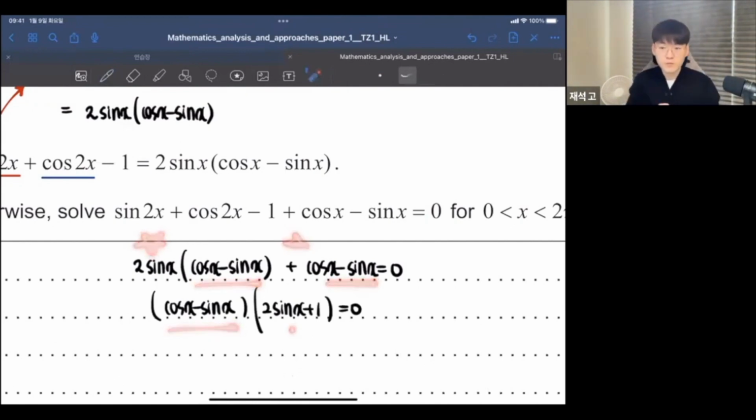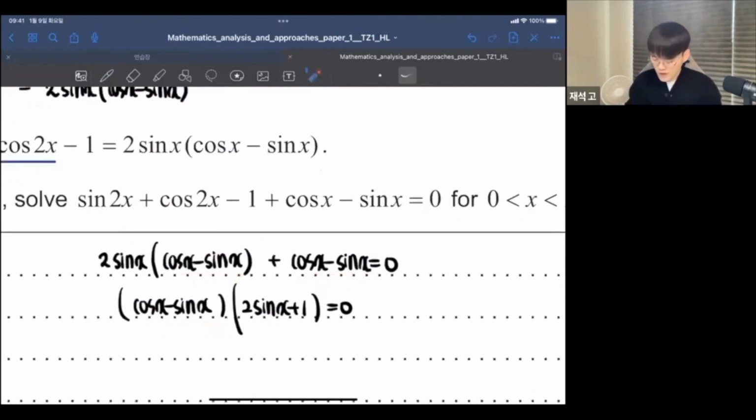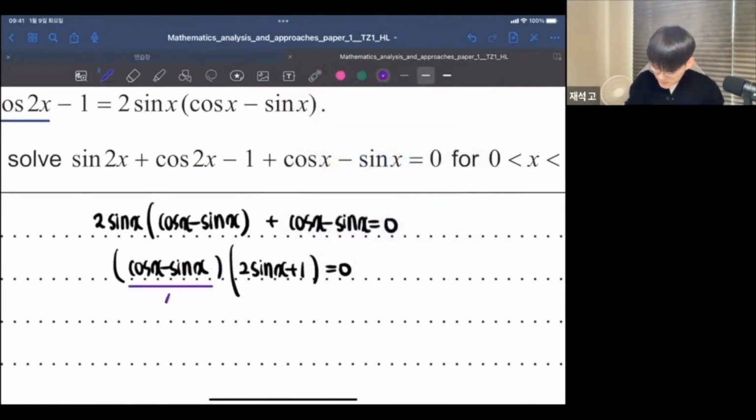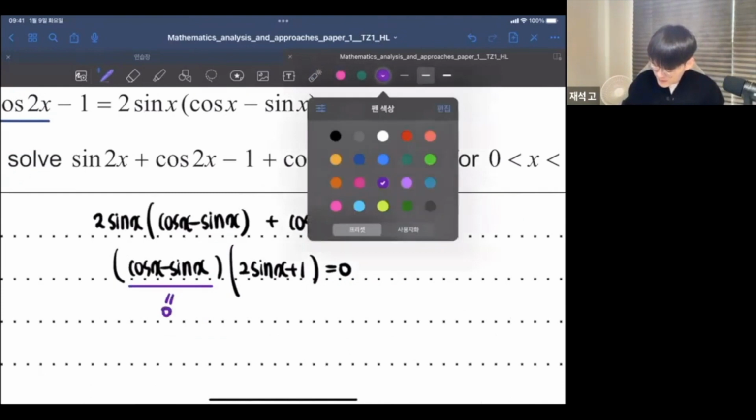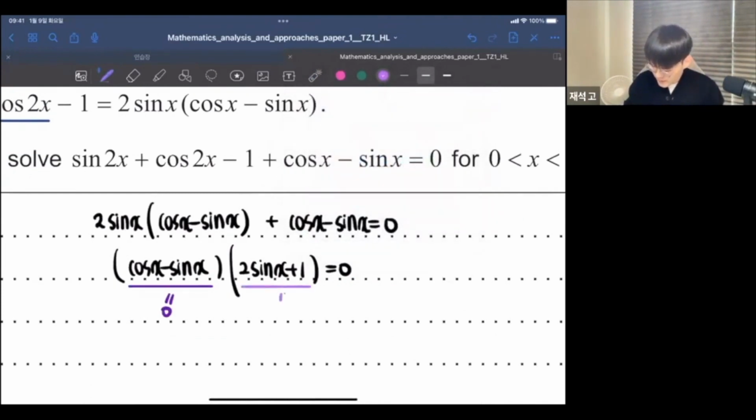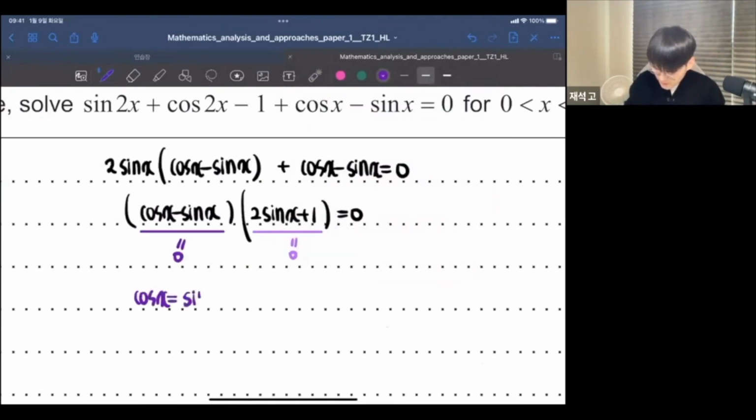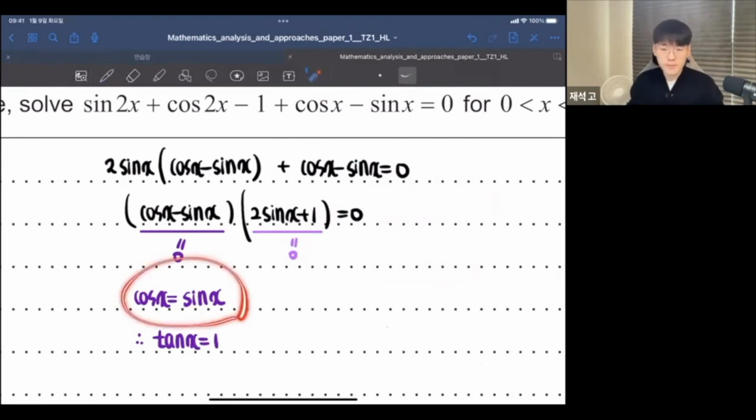Multiply to get 0. So either the left is 0, or the right is 0, or both are 0. So either cosine minus sine is 0, or 2 sine plus 1 is 0. If cosine and sine are the same, we always divide this shape by cosine and make tangent. Tangent is 1, or divide both sides by cosine. If cosine is 0, then we can't divide.